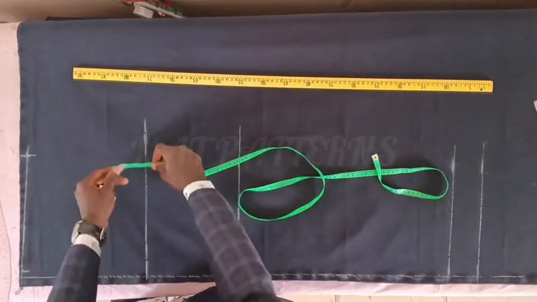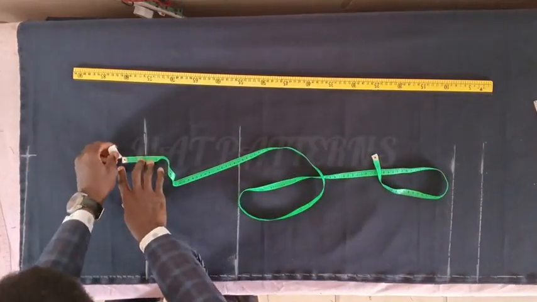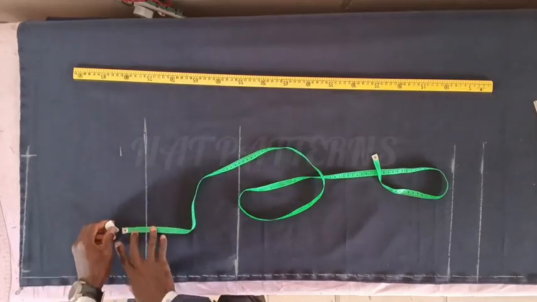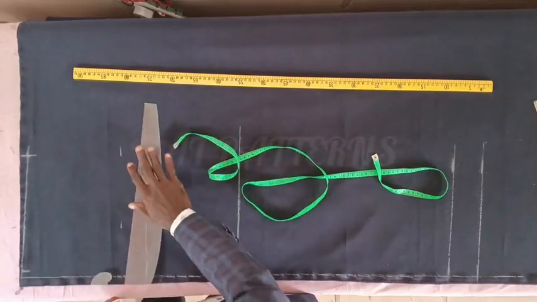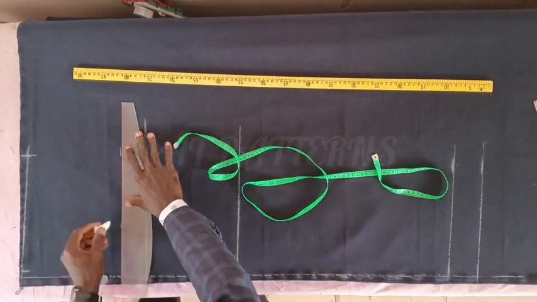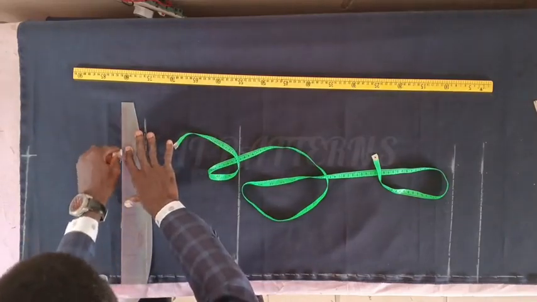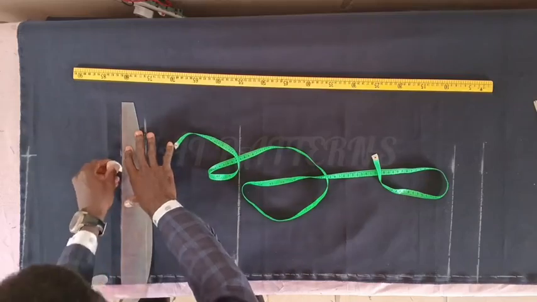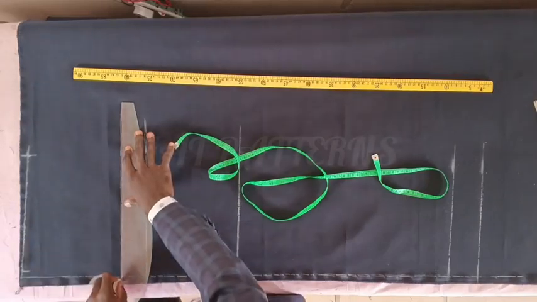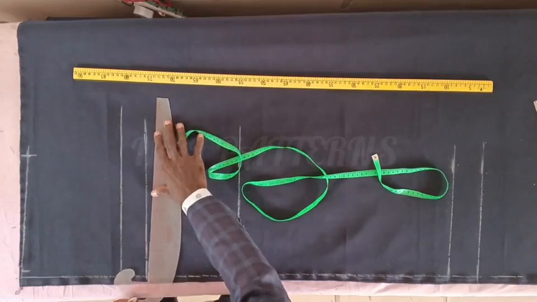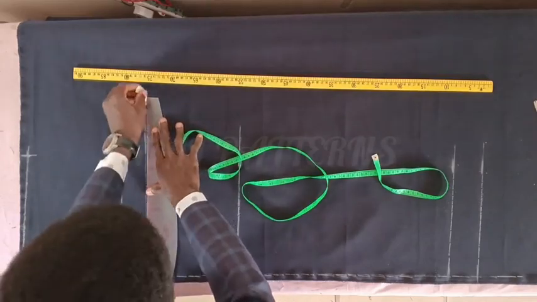This now forms our tie line, and we'll come up by 2 inches to locate the hip line. This is our hip line right here. That's the hip line, and this is our tie line.